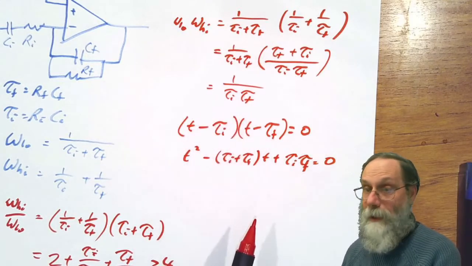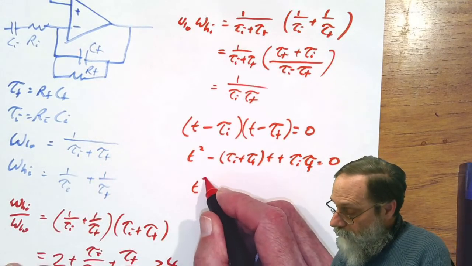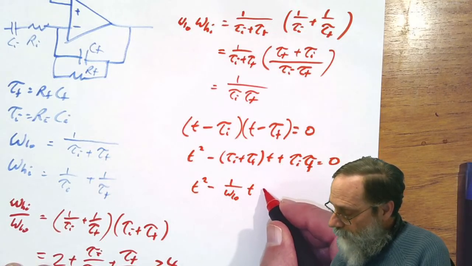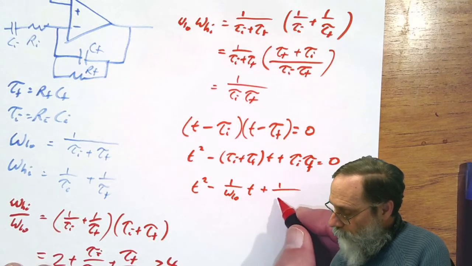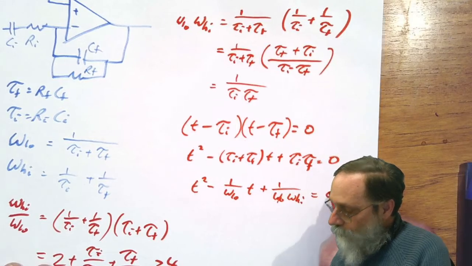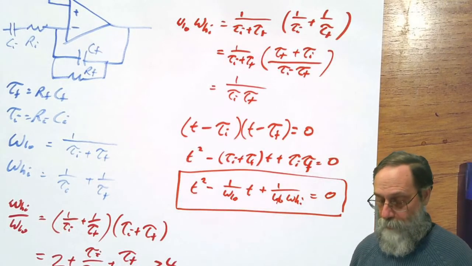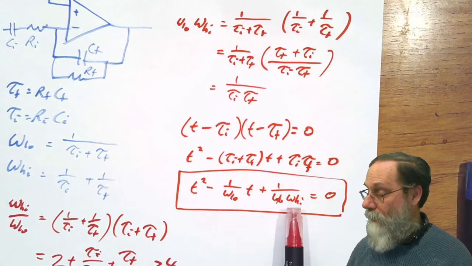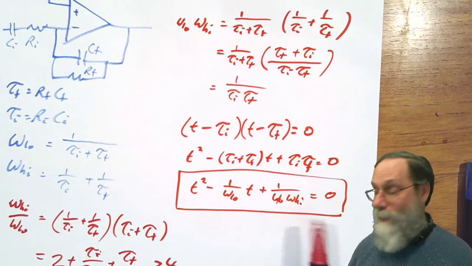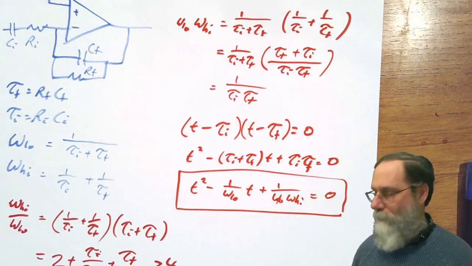We can see what tau I tau f is, and we can see what the sum of tau I and tau f is. So this is just t squared minus 1 over omega low times t plus 1 over omega low omega high equals 0. That's just a quadratic formula in t. You can plug in the value of the corner frequency you want here, the value of the corner frequency you want here, or the product of the corner frequencies, and solve for t. For that matter, you can do it with a program like Wolfram Alpha.